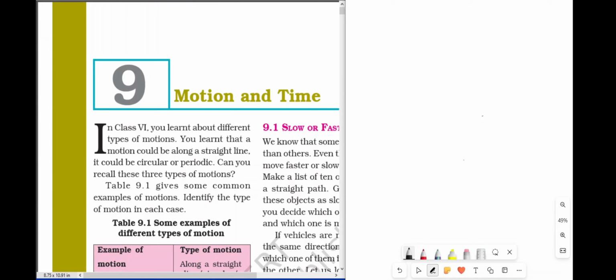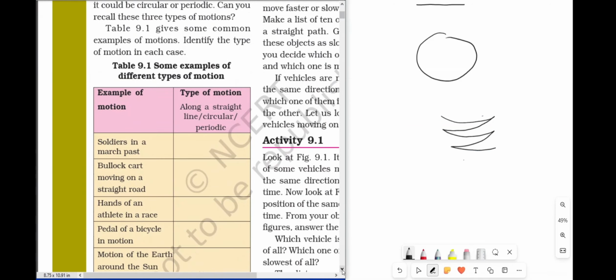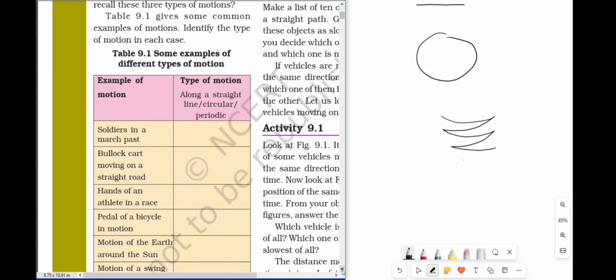तो क्लास 6 में आपने तीन टाइप के मोशन पढ़े थे। One was a motion that's in a straight line, one was a circular motion, and one was a periodic motion which happens over a period of time. तो ये तीन मोशंस आपने क्लास 6 में पढ़े थे और आपको शायद ये याद नहीं होंगे. So let's look at some examples of motions and try to identify if we can place each of these motions in a category from these three.